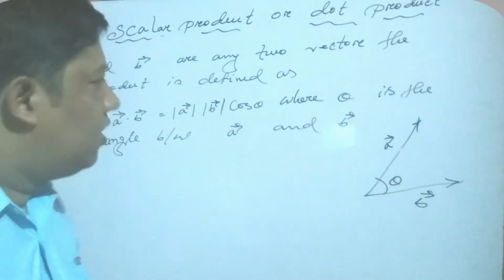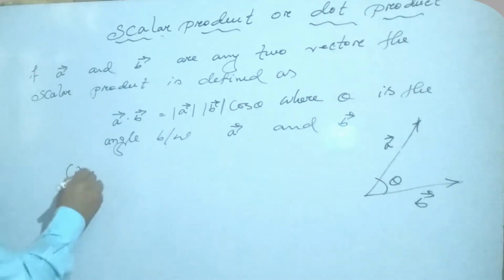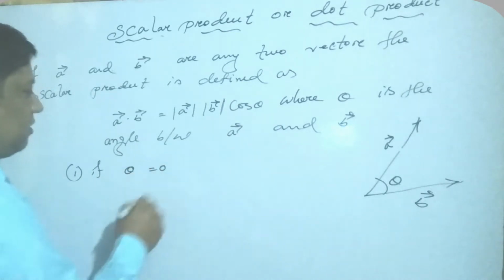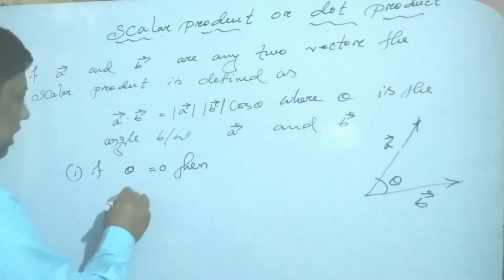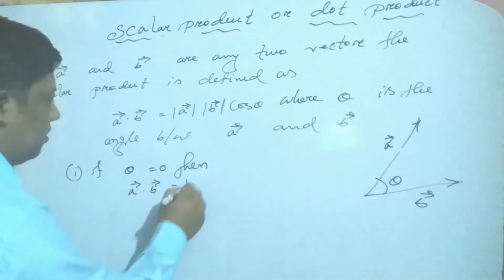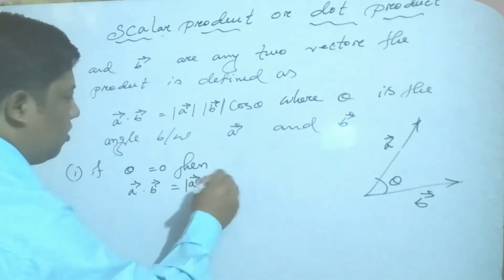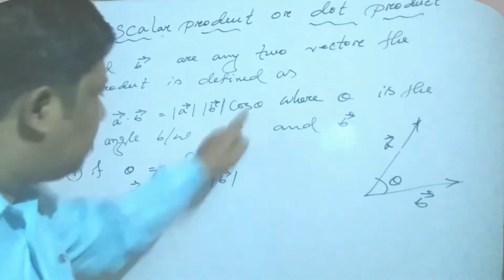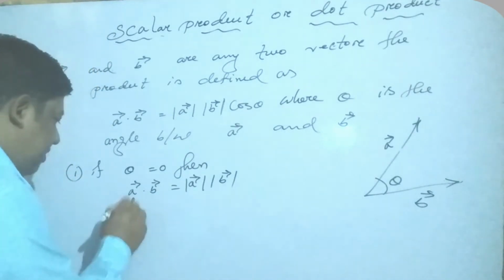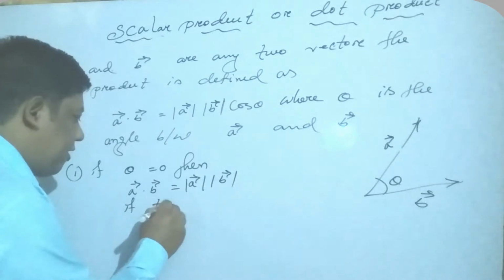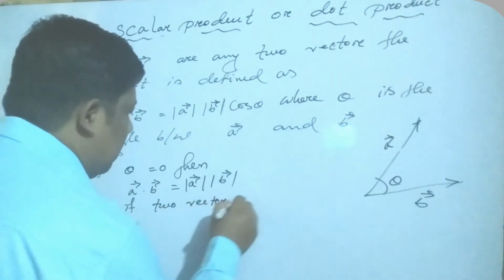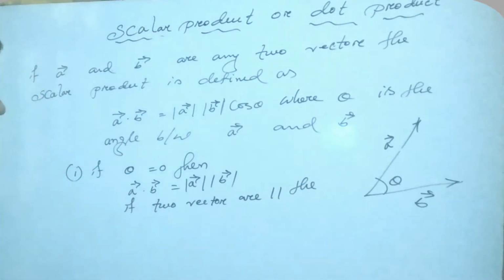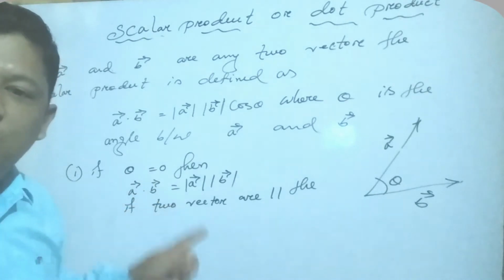Okay, my students, look here. Number one, if theta equal to 0, then A dot B equal to magnitude of A, magnitude of B, and that is the cos 0, and cos 0 equal to 1. So my students, that means if two vectors are parallel, then it is the condition. Theta equal to 0 means two vectors are parallel.